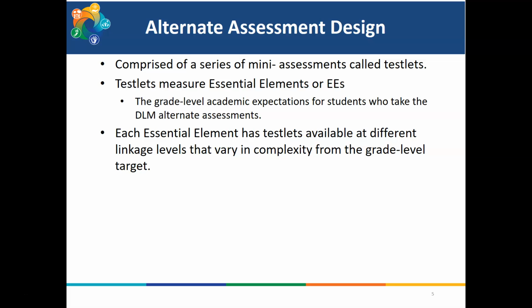The entire assessment for each content area is comprised of a series of mini-assessments called testlets. Testlets measure essential elements, often referred to simply as EEs. EEs are the grade-level academic expectations for students who take the DLM alternate assessments. They serve as alternate achievement standards, but they are not extended standards, and they do not target functional skills. The EEs are appropriately challenging for students with the most significant cognitive disabilities and related to the general education standards for college and career readiness. To help all students access grade-level content, each essential element has testlets available at different linkage levels that vary in complexity from the grade-level target.